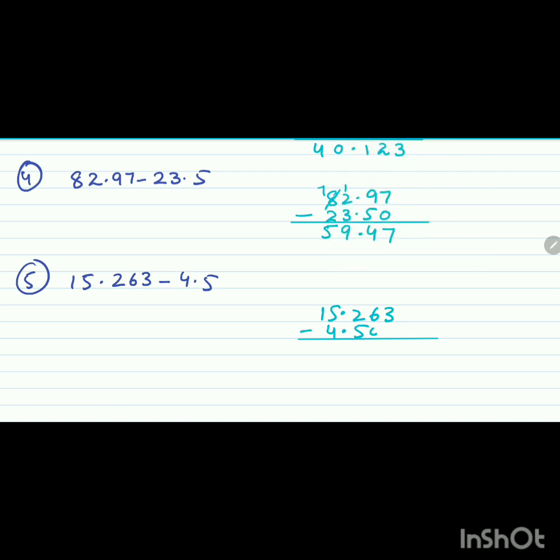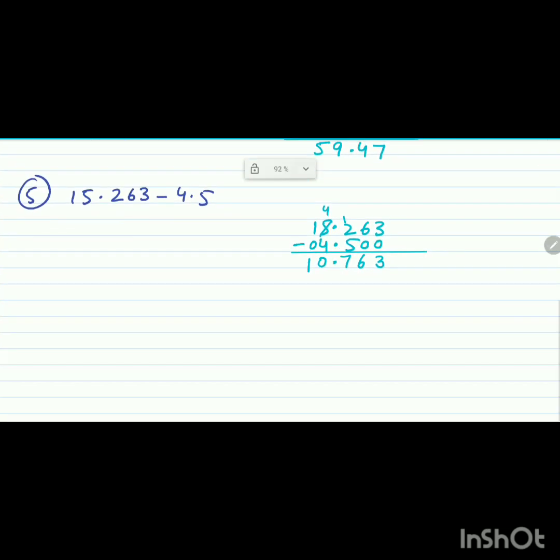First of all, fill the remaining empty spaces with 0 like that. So 3 minus 0 is 3. 6 minus 0 is 6. I cannot subtract 5 from 2. So I will take one borrow from 5. It will remain 4 here and it will become 12. 12 minus 5 is 7. Decimal under decimal, 4 minus 4 is 0, and 1 minus 0 is 1. So 10.763 is the final answer.